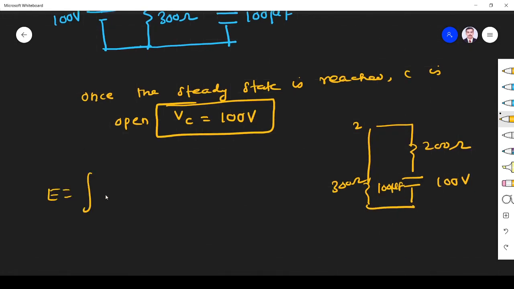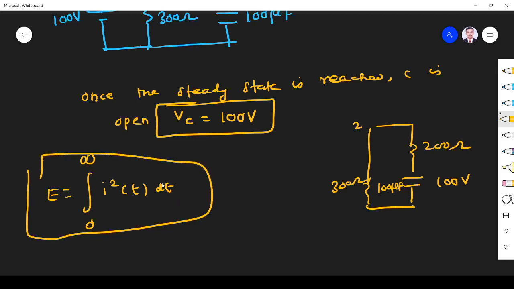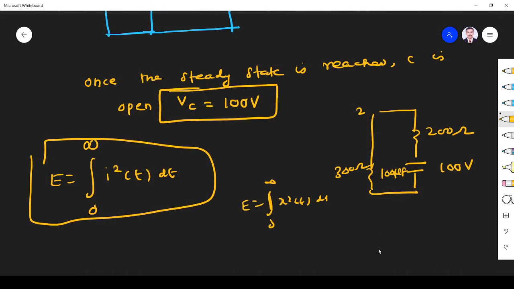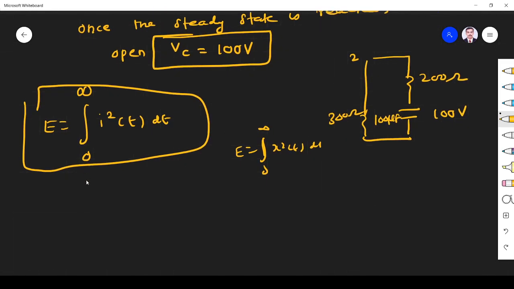What is the energy dissipated in this resistor? E is nothing but the integral of i squared of t dt from 0 to infinity. This is what the energy equation in circuit theory. Hope you have used the same thing in signals and systems also, where for a general signal E is the integral of x squared t dt, varying from 0 to infinity. Okay. So here only positive range we will take. So first I need I through the circuit. I we can find.